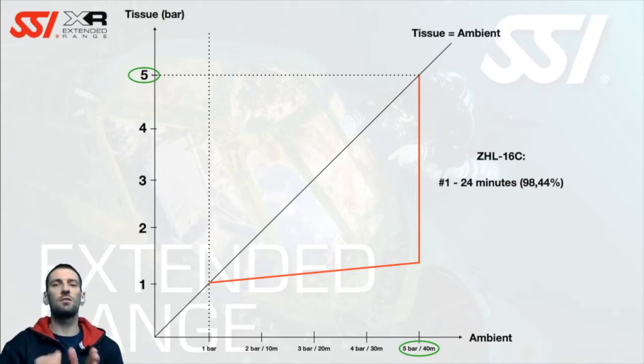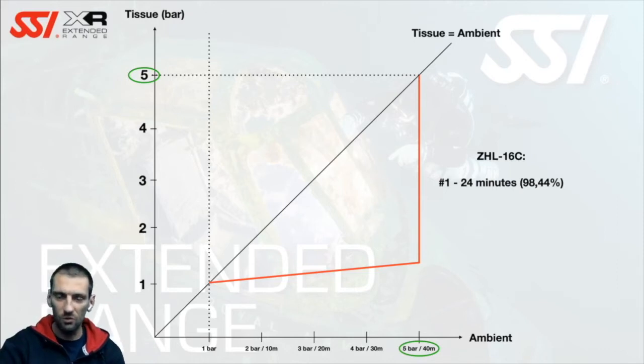I will get to the 1, 2, 3, 4, 16 tissue compartments later on. Just now, as a fun fact, you can remember that tissue number 1 of Bühlmann is 24 minutes. And that means after 24 minutes, it is fully saturated because this is a 4 minute half time. And after 6 half times, we are fully saturated. Okay, great. So now we finally try to ascend.